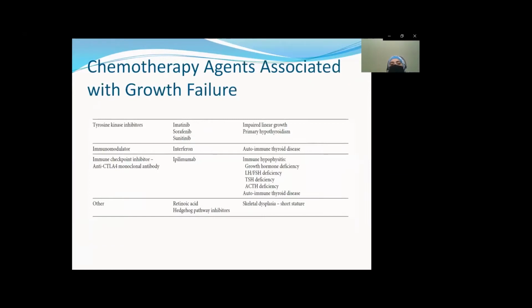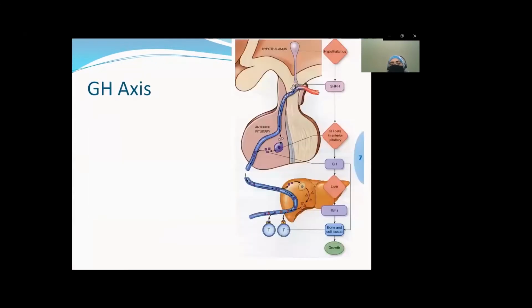Chemotherapeutic agents like TKIs or retinoids may also affect growth by affecting the signal transduction of growth hormone or causing earlier closure of growth plates. This is a very simplistic picture of the growth hormone axis. As you know, growth hormone releasing hormone comes from the hypothalamus, goes to the somatotropes in the anterior pituitary where growth hormone is produced, which in turn goes to the liver and leads to production of insulin-like growth factors and the binding proteins, which go to bone and soft tissues and contribute to growth.